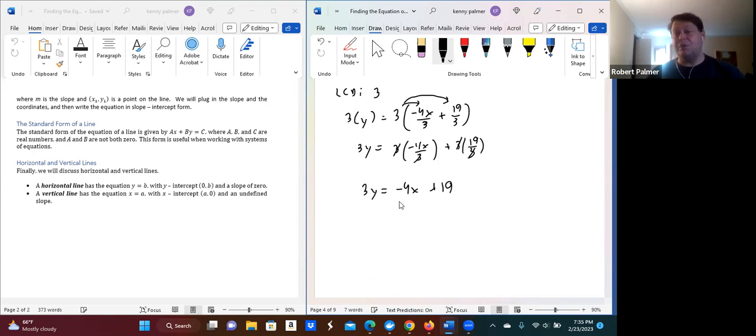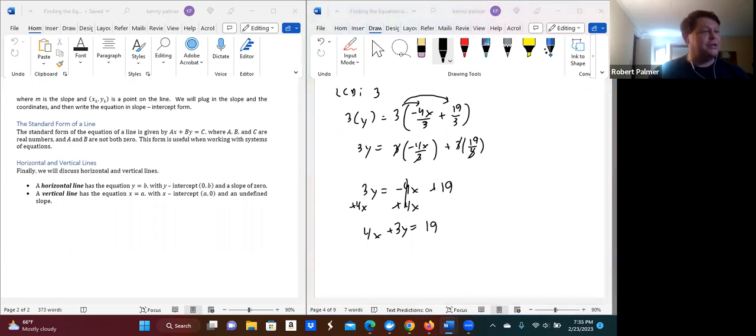Okay, I actually just have one more step. Just add 4x to both sides. We want to get our variable terms on the same side, and we have 4x plus 3y is equal to 19. Okay, and that is the same thing. That simply is another way to write the equation of that line. And as far as better or worse, not necessarily either one. It's just a different way of doing it.